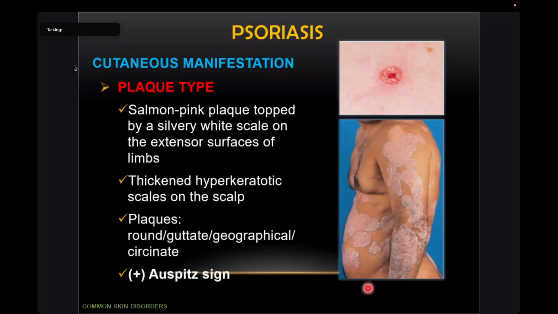the limbs. You can also have it on the scalp. So in the scalp, it presents as thickened hyperkeratotic scales. Okay, and remember this, patients with psoriasis would have positive Auspitz sign. What is Auspitz sign? This is a pinpoint bleeding upon forcible removal of a scale of a psoriatic lesion.